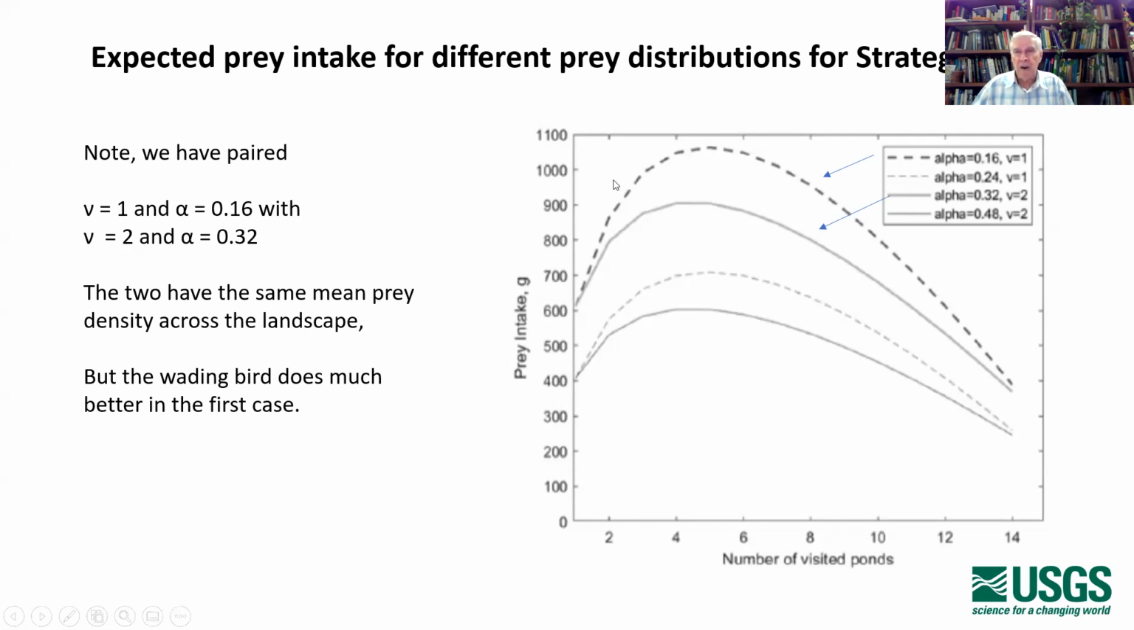But again, as in our strategy 1, the wading bird is going to get a lot more prey if the prey are distributed across the landscape as a negative exponential, which is the case for nu equal 1. And these are just curves for the other values of alpha and gamma.